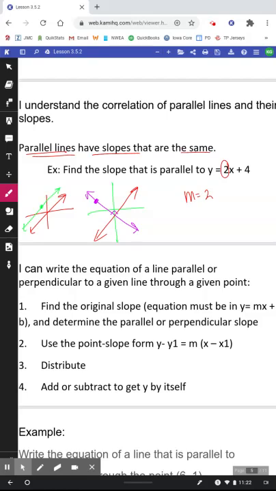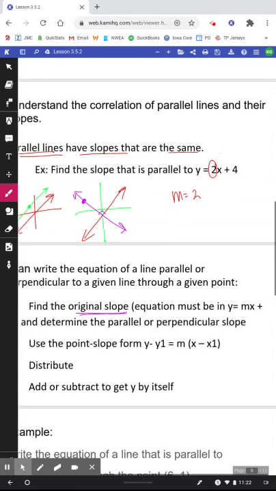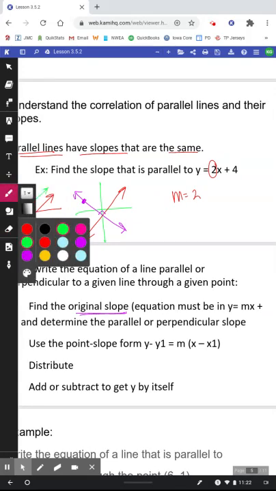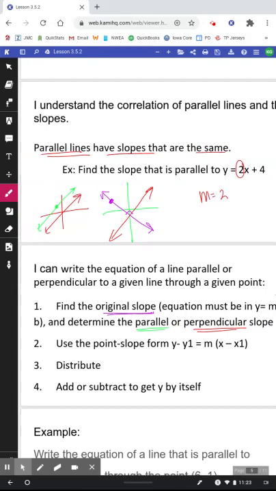So the first thing we should do is find the original slope of the red line. Obviously, your equation must be in slope-intercept form, which is y equals mx plus b. And then ask yourself, are they looking for the parallel or are they looking for the perpendicular slope? Once you've got that figured out, we're going to use the point-slope form from yesterday, y minus y1 equals m parentheses x minus x1. Then distribute, and then add or subtract to get y by itself, like we did in yesterday's lesson.